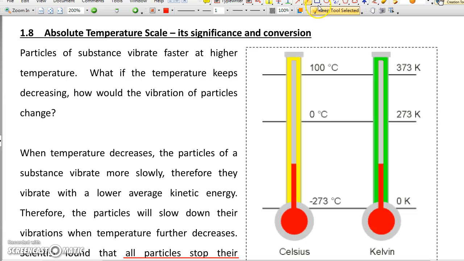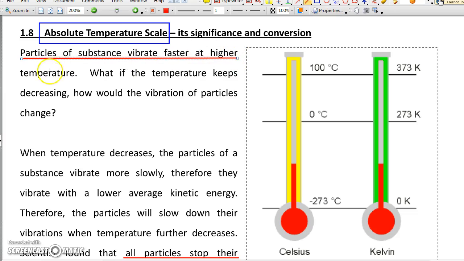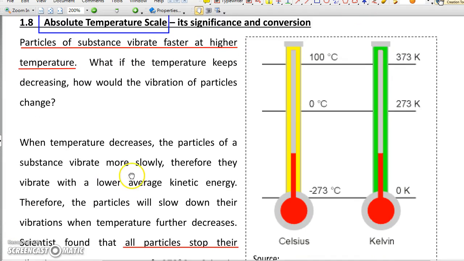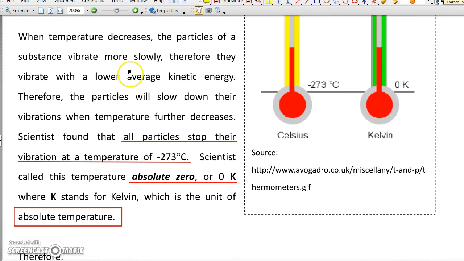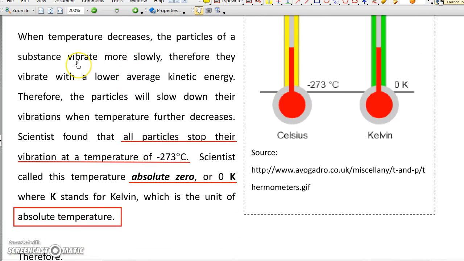1.8 Absolute temperature scale. We see that particles of a substance increase in kinetic energy and move faster when temperature increases. What if the temperature is decreased? When the temperature decreases, particles move more slowly. What happens if they have no kinetic energy? What temperature will it be?